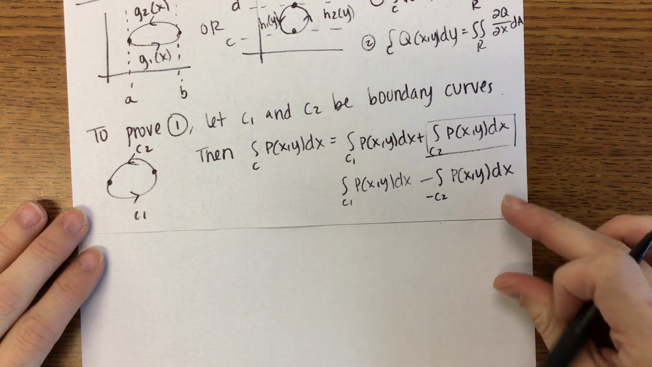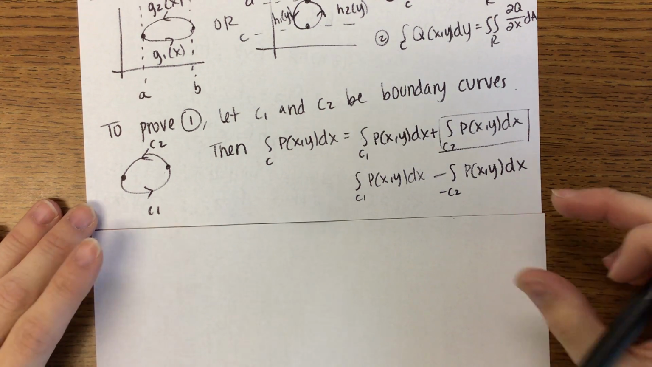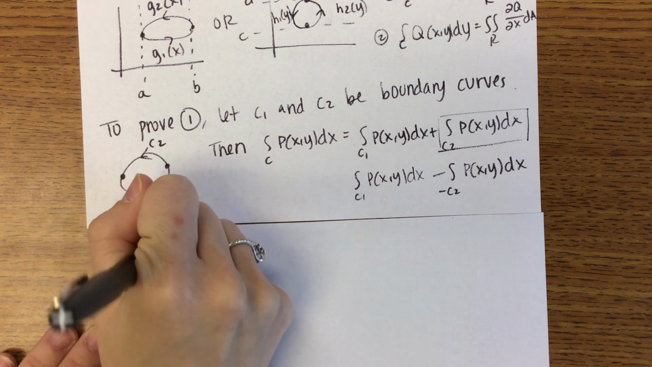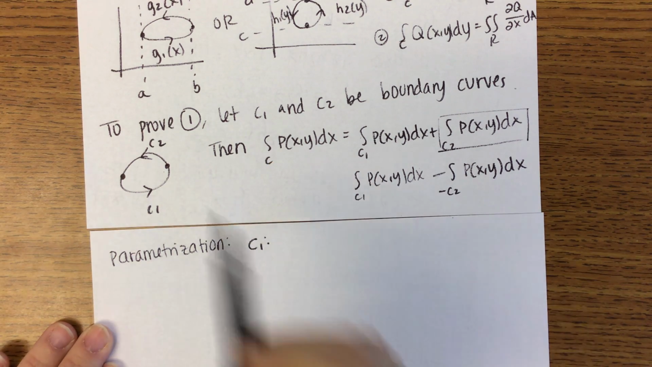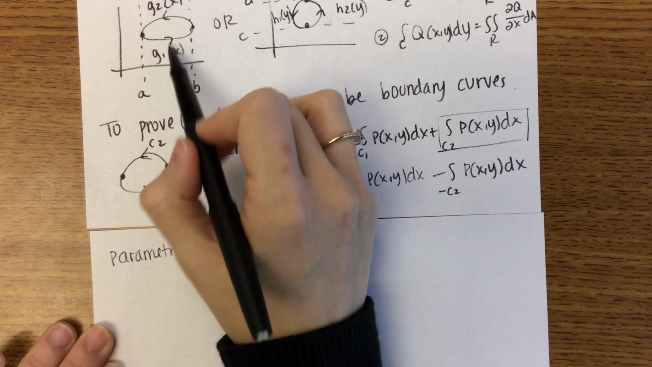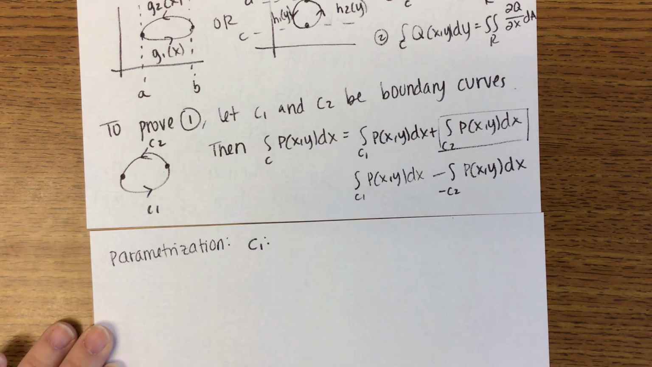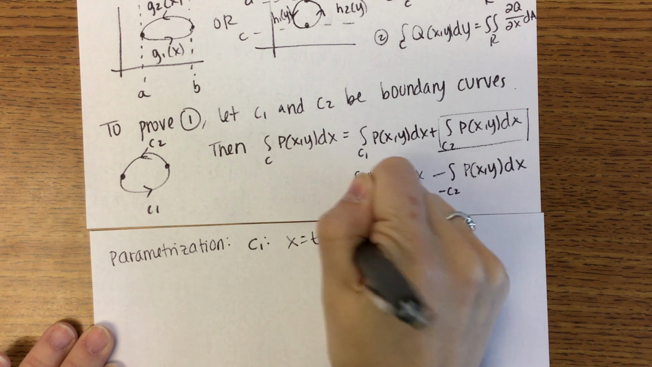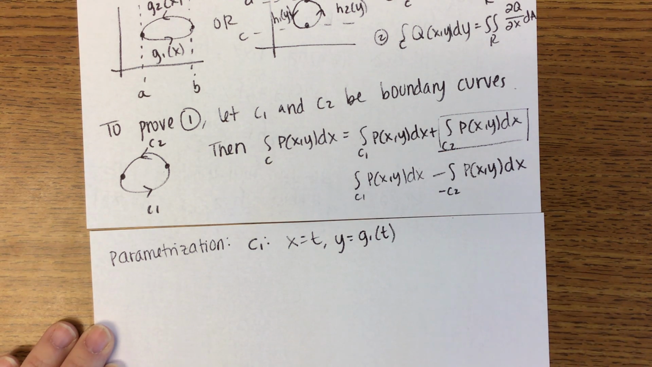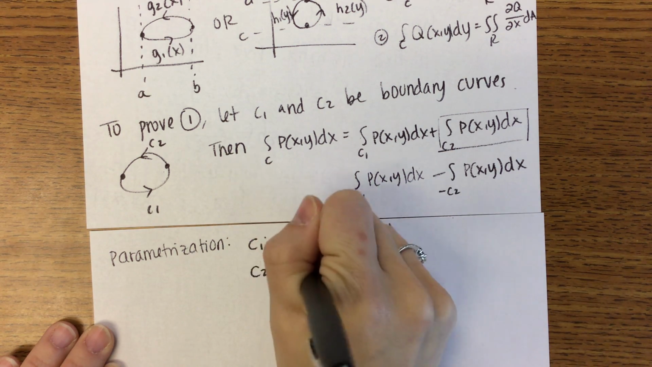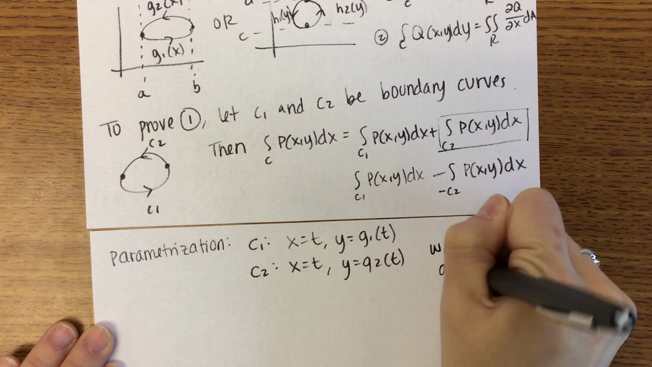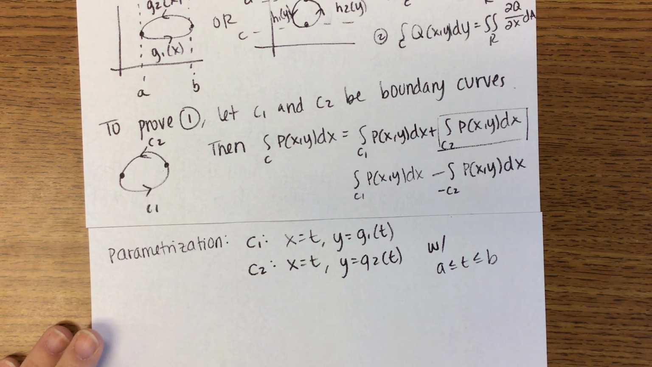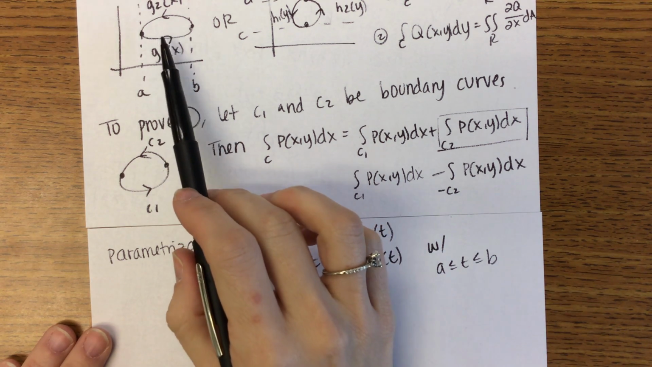Okay. Now we're going to go back to when we first learned line integrals, and we have to parameterize those two curves. So here's going to be our parameterization. For C1, again, C1 looks like this. So our top and bottom functions are functions in terms of x. So we're going to let x be equal to t, and then our y will be g1 of t. Second curve, same thing, x is equal to t, y is equal to g2 of t. And we have t between a and b. And that should go along with the same picture up above.